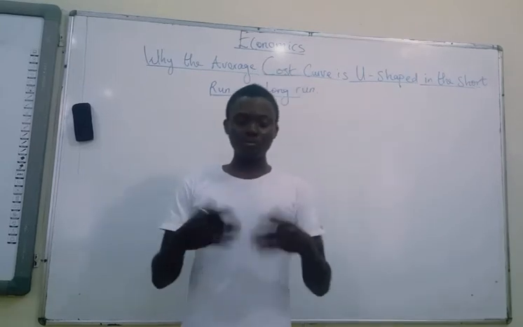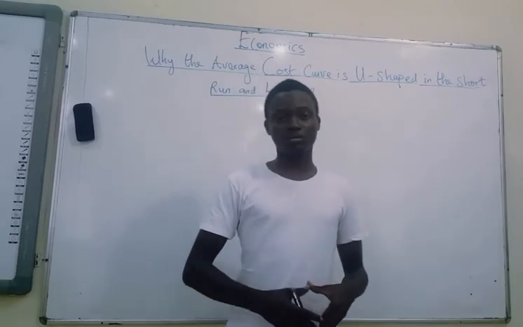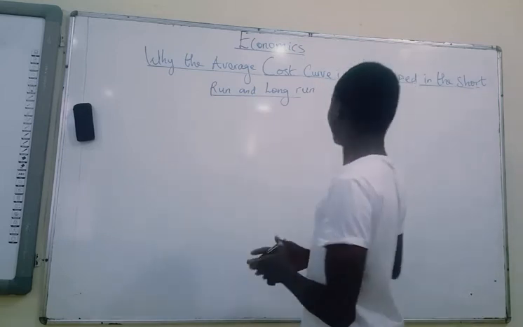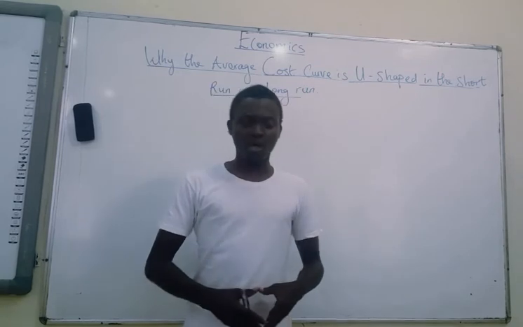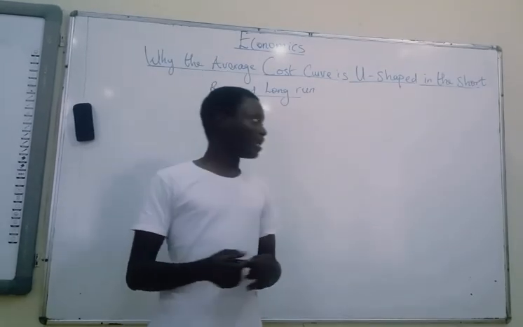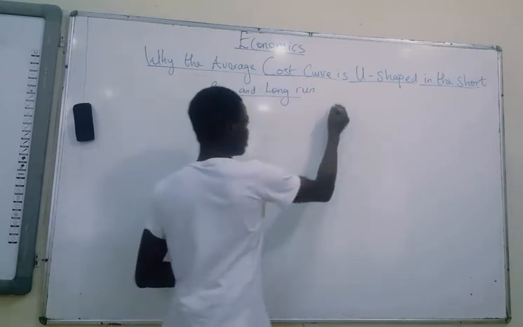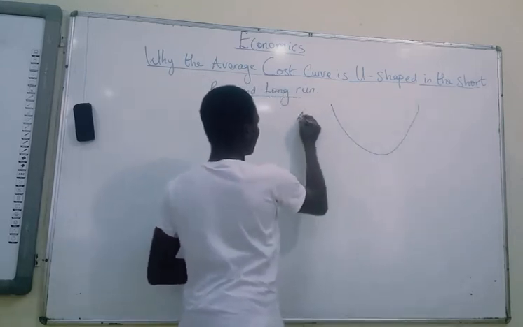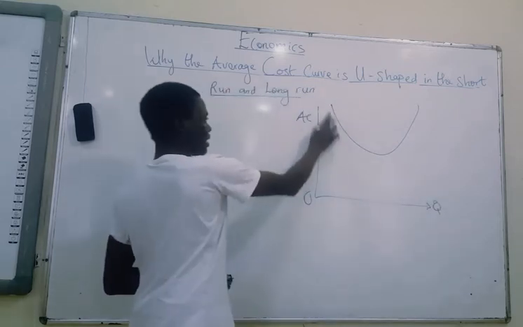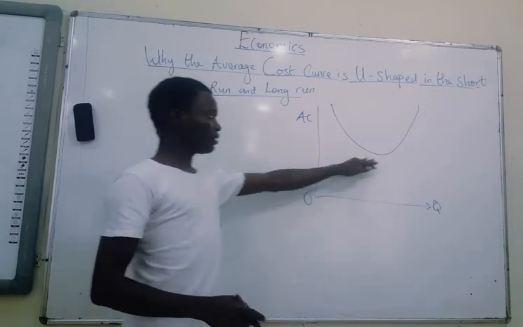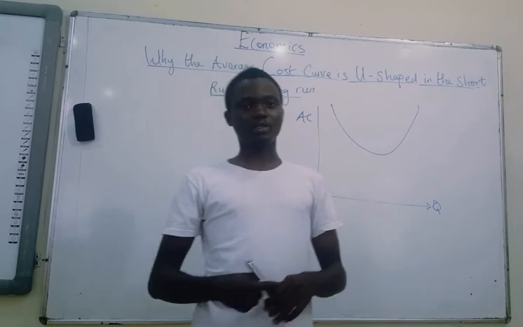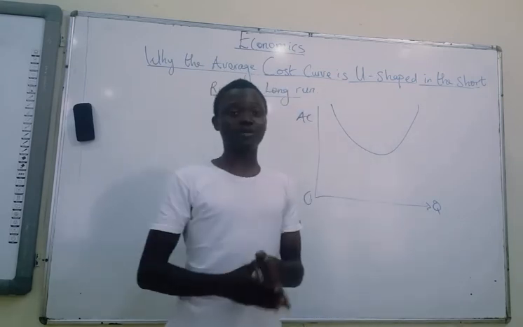All right, so let's move into today's topic, which is why the average cost is U-shaped in the short run and in the long run. Let me first explain. This is the U shape, this is the average cost, and this is quantity, this is 0. In this part the average cost is falling, at this part it is constant, and in this other part it is increasing. This is the shape of average cost in the long run and the short run.